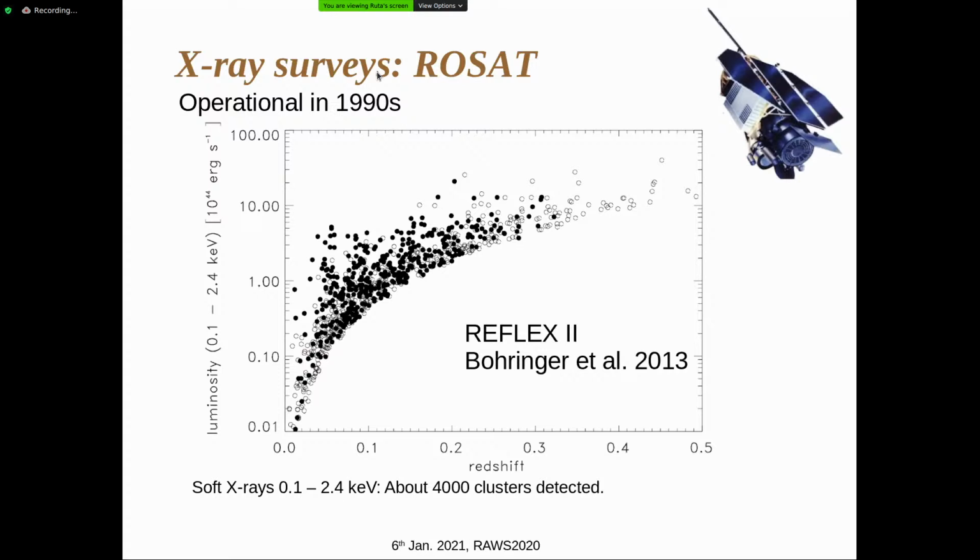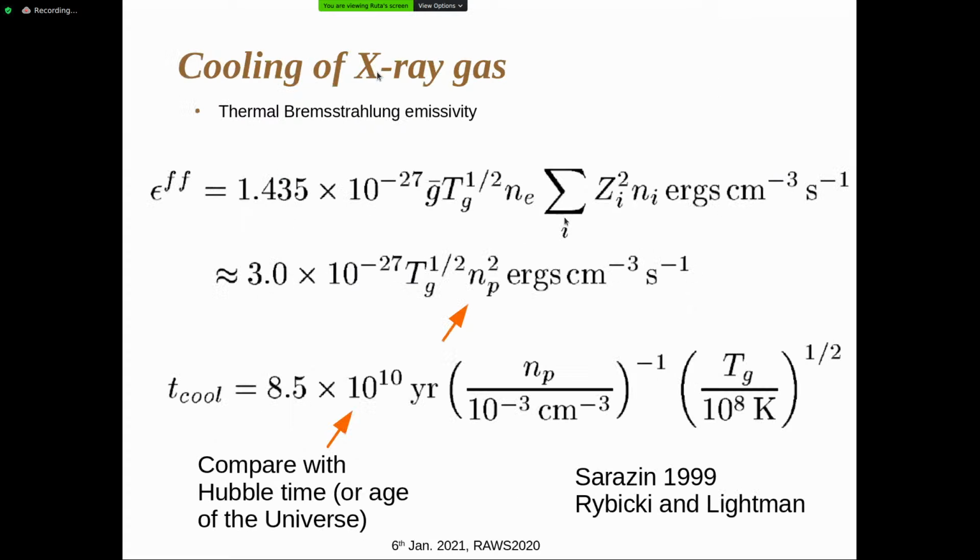Earlier clusters were of course known from optical surveys, but this gave a good idea of the presence of intracluster medium and its properties. So this is luminosity versus redshift plotted for the clusters detected by the Rosat mission, and you can see that a large number of clusters are detected in the nearby region as compared to very high redshift, because these would be fainter at high redshift.